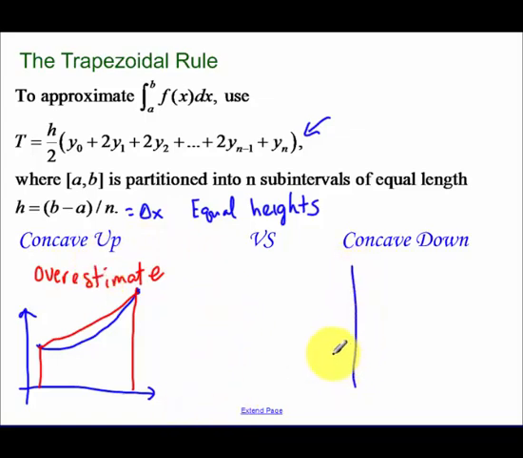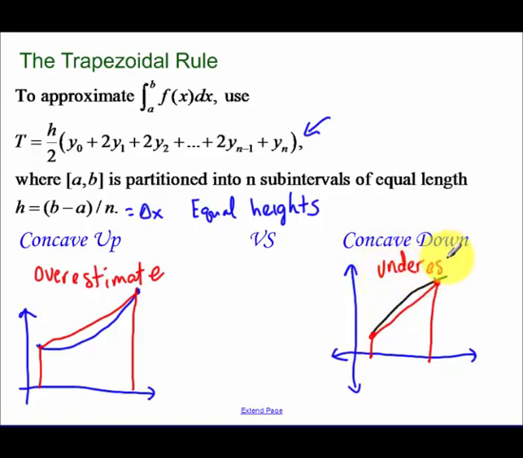Versus if we are concave down, and again, it doesn't matter if we're decreasing or increasing. It just matters our concavity. So I'm concave down. Drawing in your trapezoid from 2 points, this is going to be an underestimate.